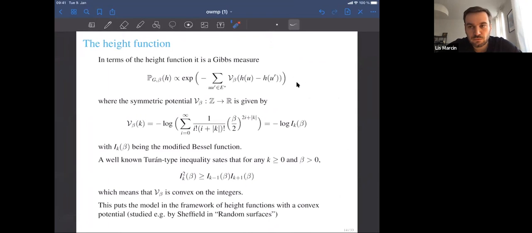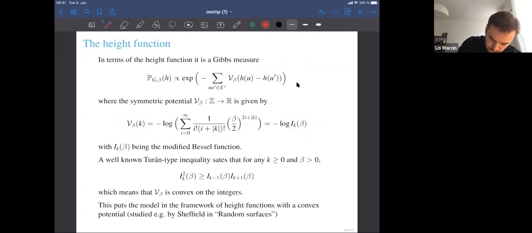So if you work with gradient models or height function models, then you would probably like to put this height function into the Gibbs formalism. So you can rewrite this probability measure in terms of the expectation, and then you have a sum over every edge in the graph of the potential function of the gradient of the height function between these two faces. You can define this potential from the definition of currents, and what it gives you is that this potential is just minus logarithm of what's called the modified Bessel function of the first type.